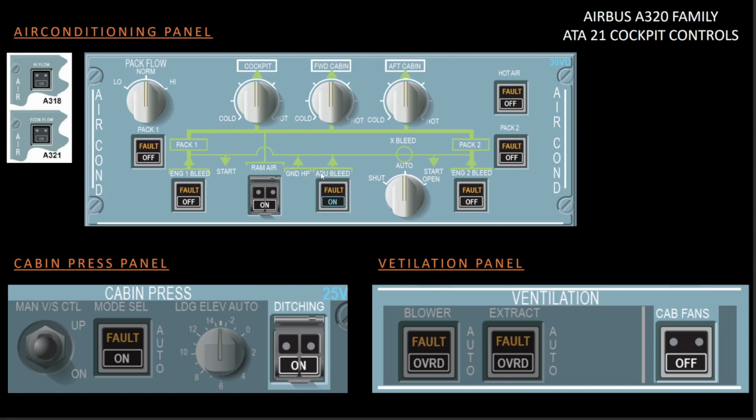So if you are using APU bleed, or if you have only one pack operating, whatever the position of the rotary selector, you will get a flow of 120%. And if you have already placed this at low position and the required cooling amount cannot be achieved, the system will give you a flow of 100%. So that is regarding this flow selector.